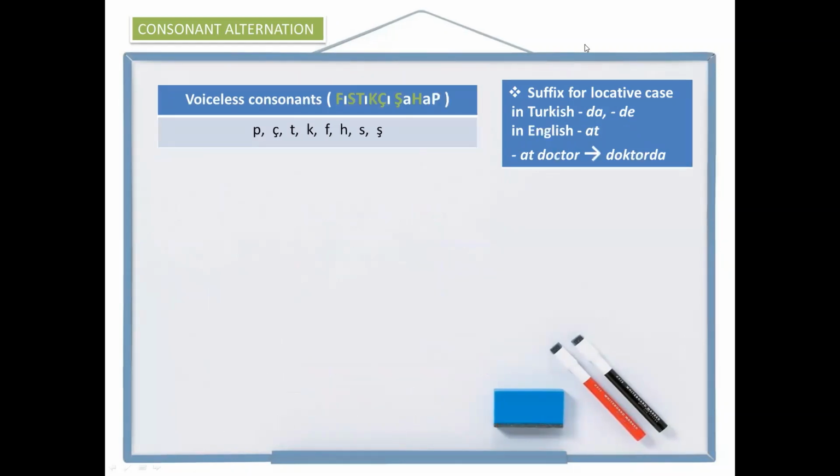Okay, let's take a look at some other words which are not ending with voiceless consonants. And what happens in locative case? Okul, which means school. I want to say at school. Okulda. The last consonant is l. It's not a voiceless consonant, so nothing changes. Home, ev. I want to say at home, evde. The last consonant is v. It's not voiceless, so nothing changes, evde.